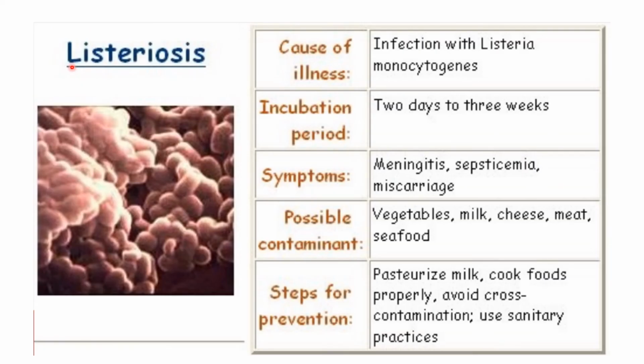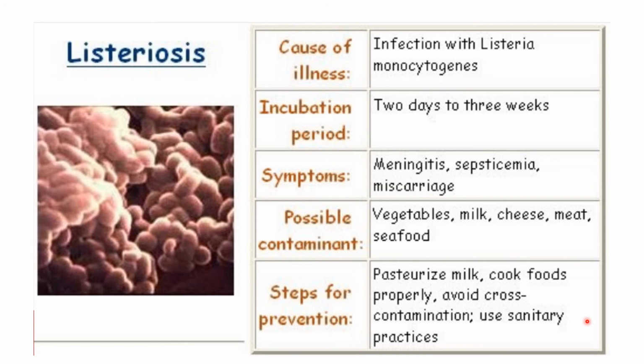So next, we have your listeriosis. So basically, listeriosis is infection caused by Listeria monocytogenes. So the incubation period of listeriosis may be from 2 to 3 weeks. And common clinical signs would involve your CNS or your reproductive system. So meningitis, septicemia, or miscarriages, especially in pregnant women. So food articles that are possibly involved include your vegetables, milk, cheese, meat, and seafood.